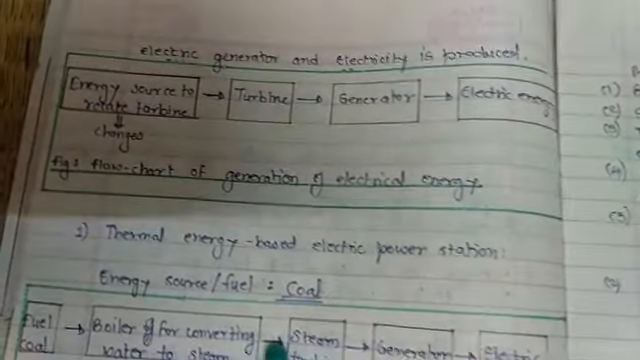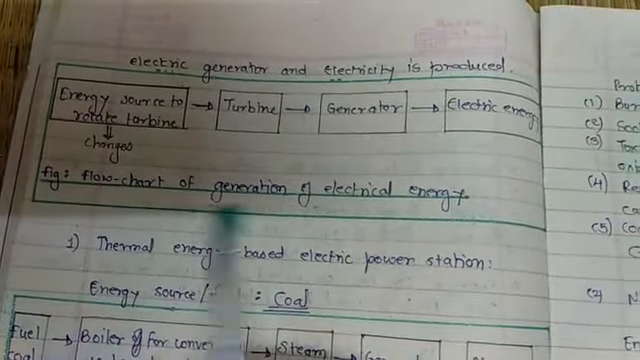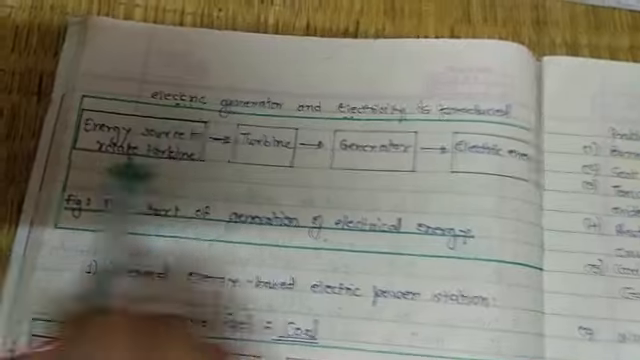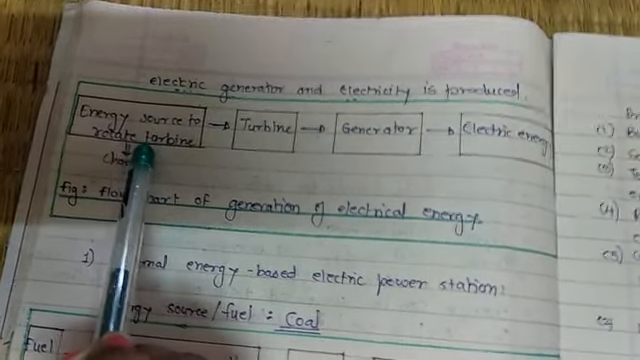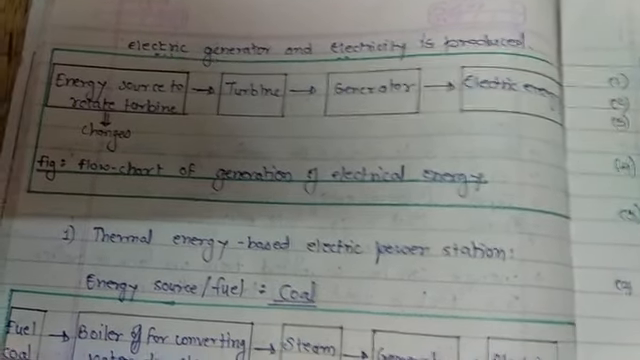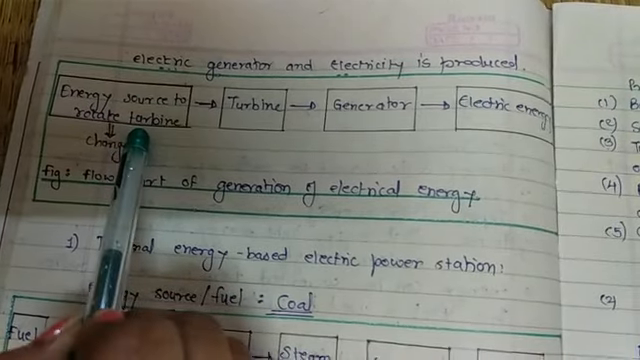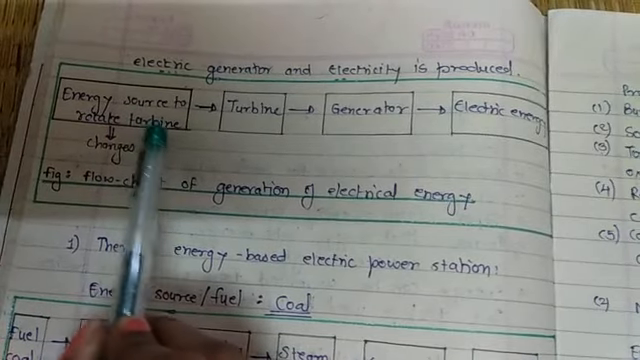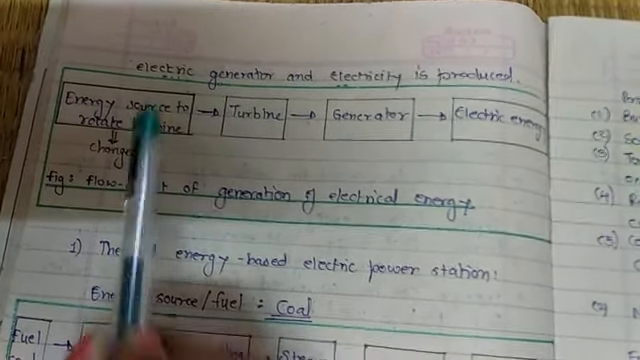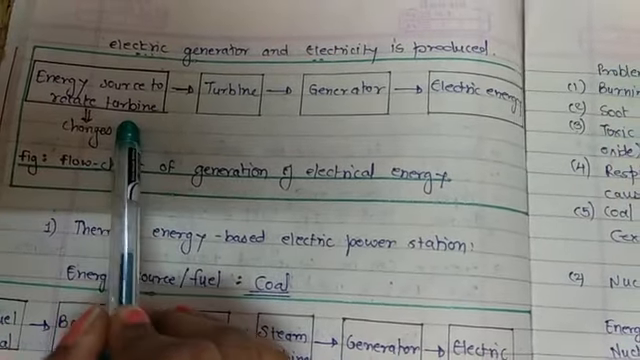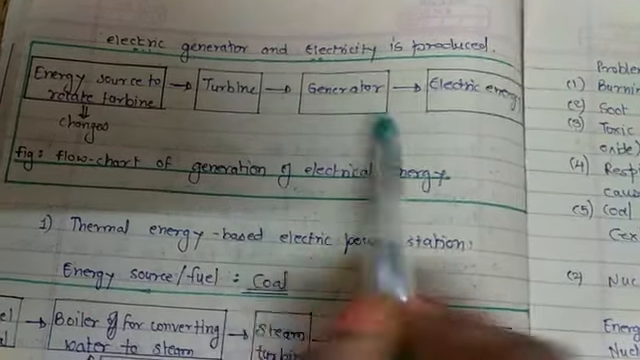So, what you have to remember is this flow chart of generation of electricity, the electrical energy. What changes is only the source of energy, and depending upon what source of energy it is, you will have different types of power plants. Say if coal is the source of energy to rotate the turbine, then that will be a thermal power plant. If your fuel is uranium or plutonium, then this becomes a nuclear power plant. Rest all, the turbine, generator and electrical energy production, remains the same.